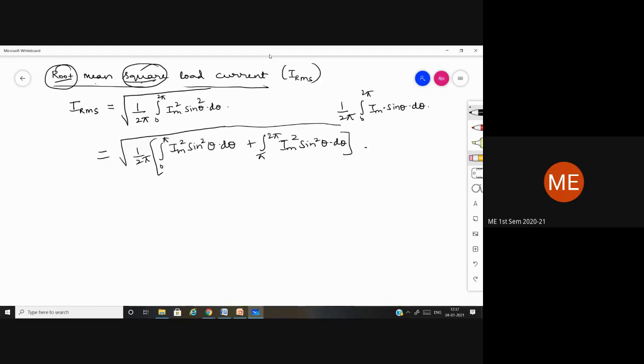Again, from 0 to pi, do we have current? Yes, sir. From pi to 2 pi, do we have current? No current. So this tends to 0. So the remaining equation is root of 1 by 2 pi, 0 to pi, Im square sine square theta d theta.